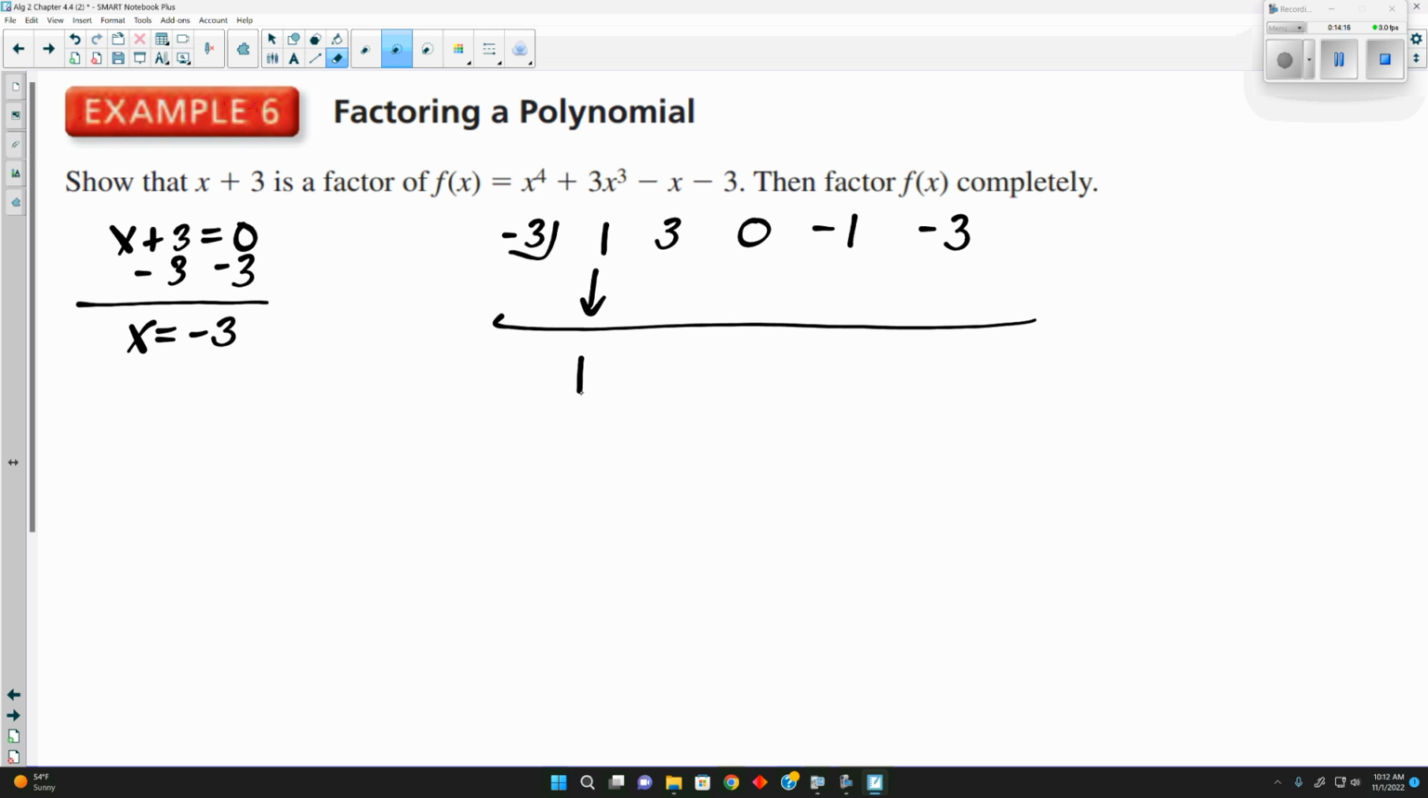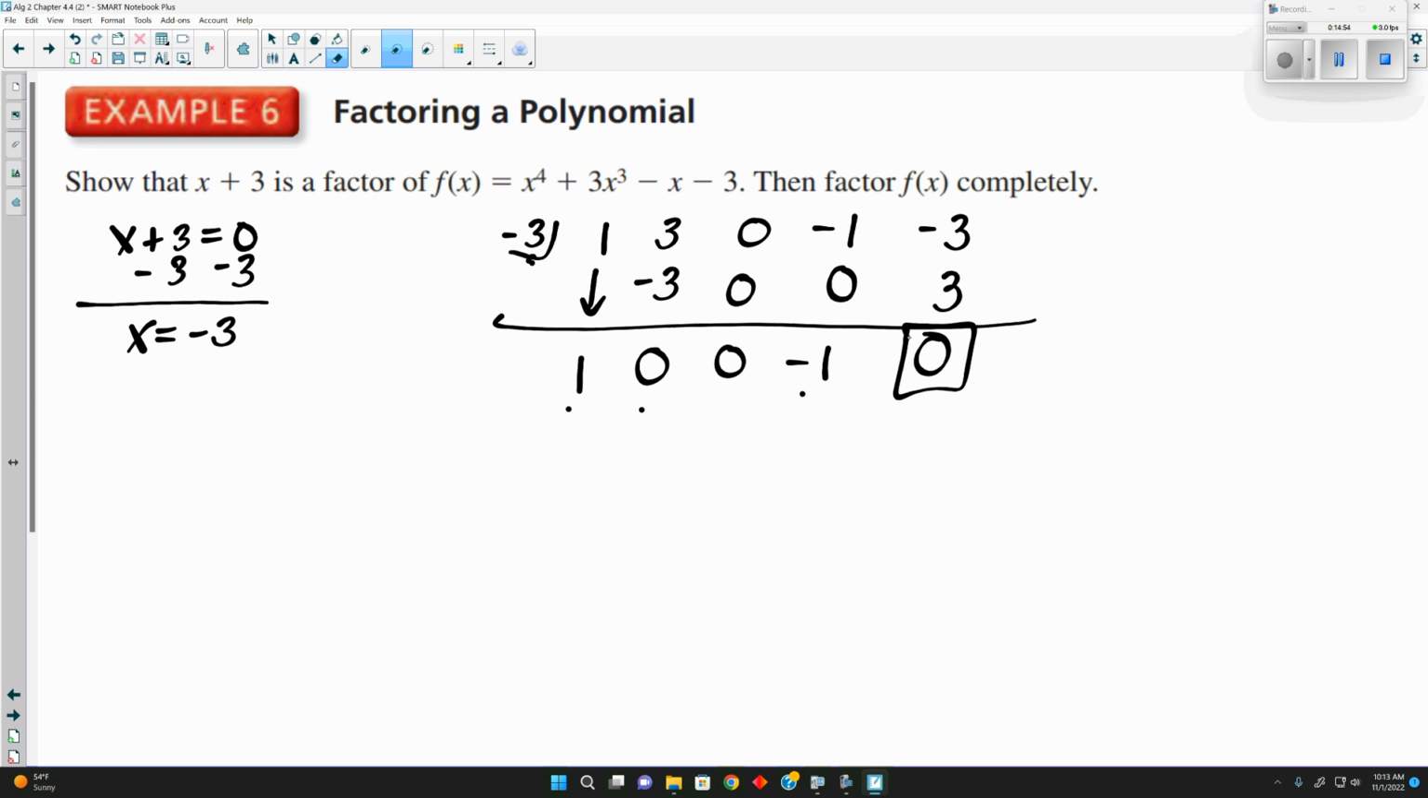-3 times 1 is -3. Yep. 3 plus -3 is 0. -3 times 0 is 0 plus 0 is 0. -3 times 0 is 0, -1 plus 0 is -1. -3 times -1 is 3, and -3 plus 3 is 0. So it is a factor, yes? Well, we knew that from the get-go.